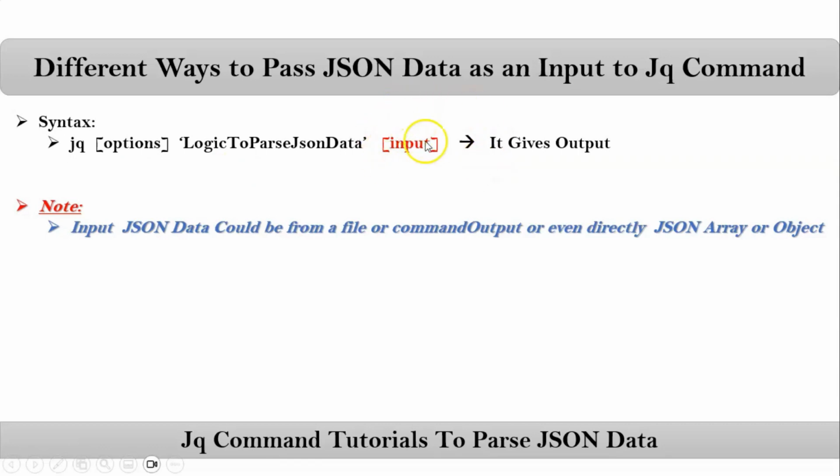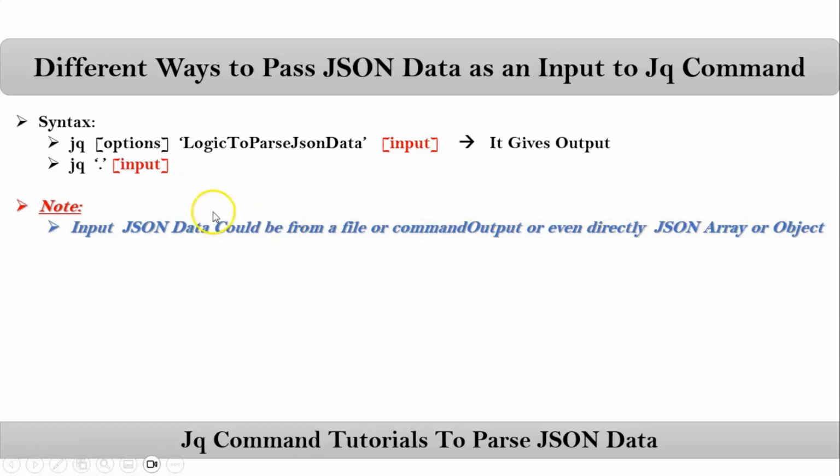Now let me explain this concept just by taking identity filter as a logic to parse JSON data, and also without any options. I mean like this. But be clear, you can pass any logic here to parse your JSON data. Just to explain this concept, I am taking a very simple filter called identity filter in place of logic to parse JSON data. Now here this input could be a file, command output or even directly JSON array or object.